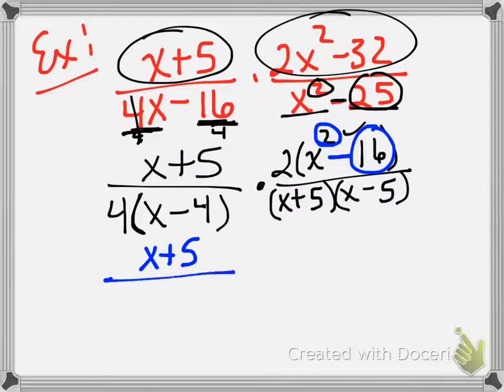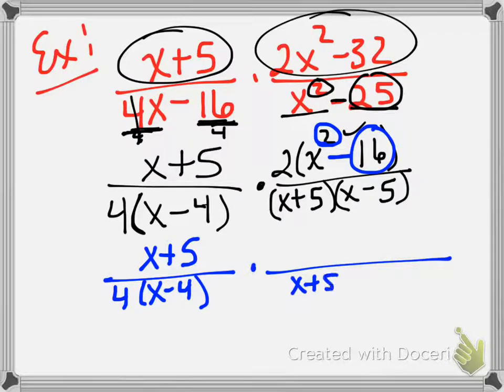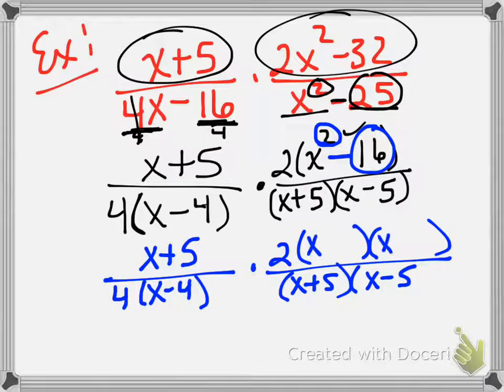So the x plus 5 was done. We've already dealt with 4 times x minus 4. We've already dealt with x plus 5 times x minus 5. And now we have the 2. And x squared minus 16 is going to be x times x, and 4 times 4. One of them plus, and one of them minus.